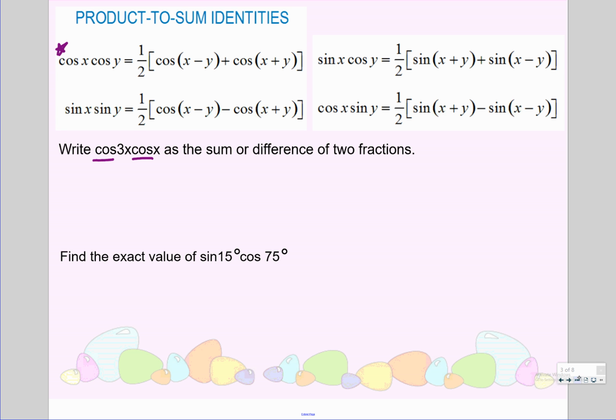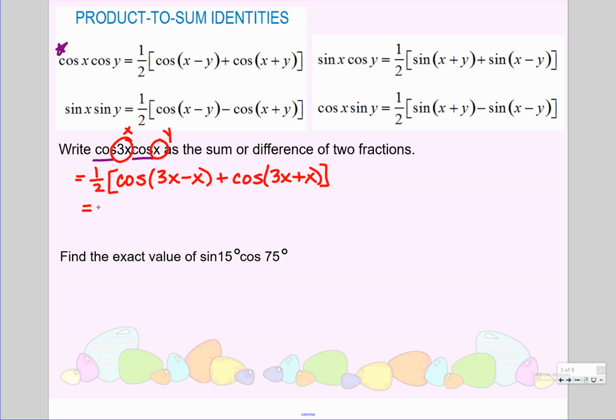And anywhere I see an x in the formula, I'm going to plug in my first angle, which here is 3x. And anywhere I see a y in the formula, I'm going to plug in my second angle, which is just x. So x just means first angle, y just means second angle, okay? So here's what it's going to look like. 1/2 cosine, and then x minus y. So subtract your angles in the order they're given. So in this problem, that would be 3x minus x. Plus cosine, and then add your angles together. 3x plus x. And then all you do is simplify as much as you can.